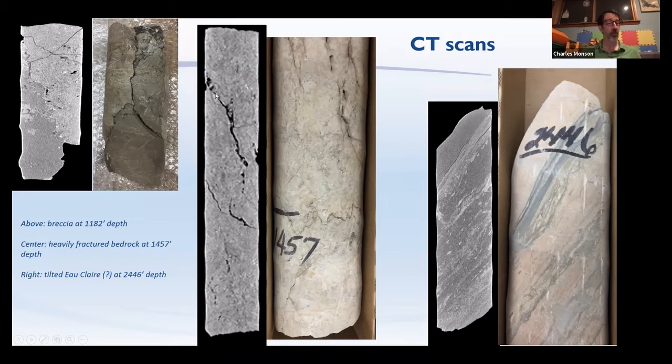And then over here is an example of some of the tilted beds and how some of the rocks are a bit distorted inside. This is from pretty close to the bottom of the core, 2,446 feet depth. I'm not 100% sure what this actually is, but it's probably Eau Claire, probably one of the more carbonate heavy elements.